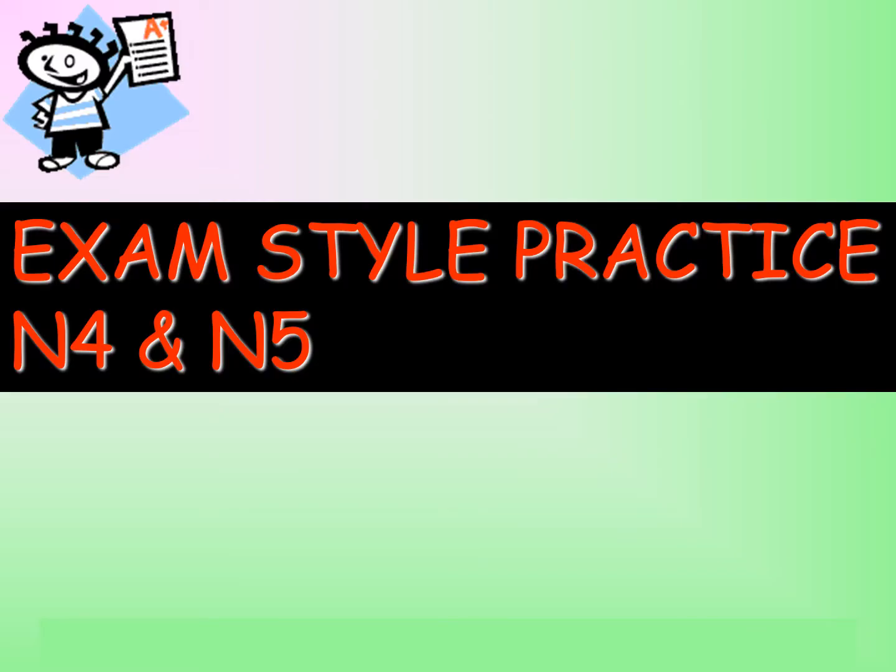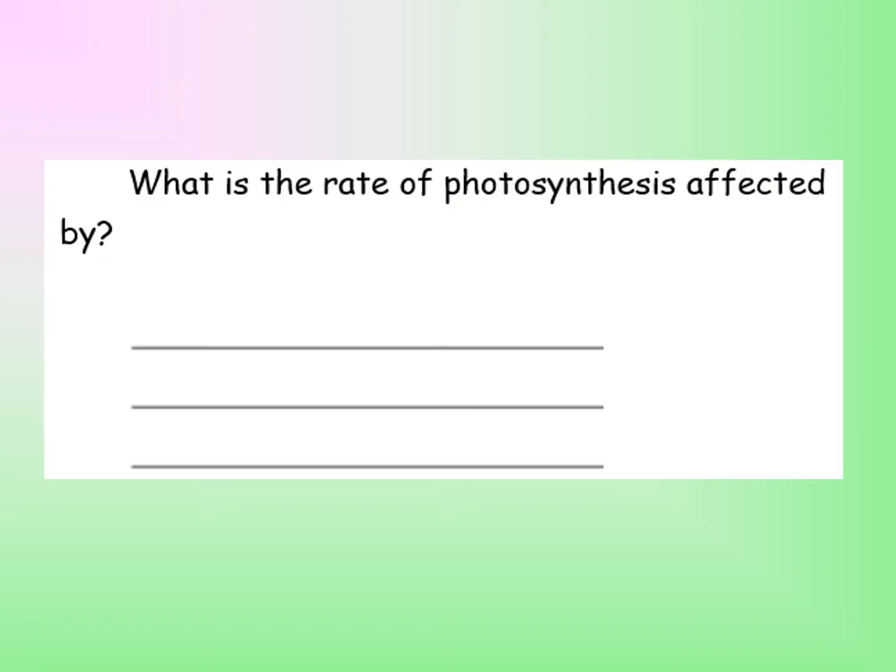Let's have a wee go at exam style practice for NAT 4 and 5. So what is the rate of photosynthesis affected by? What affects the rate of photosynthesis? So we should have carbon dioxide concentration, light intensity, and temperature. They're all required for photosynthesis, so if they're in short supply, our rate of photosynthesis is going to be reduced, but if they're increased, the rate of photosynthesis is going to be increased.